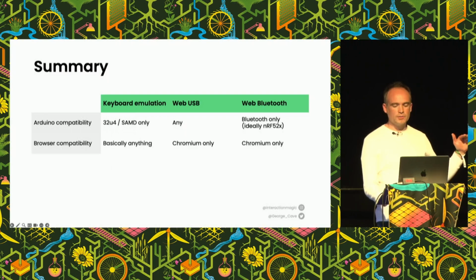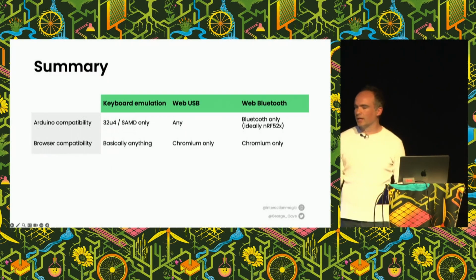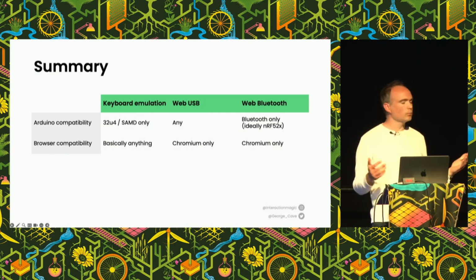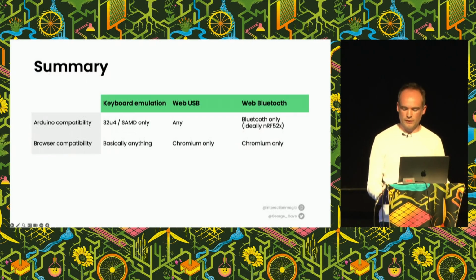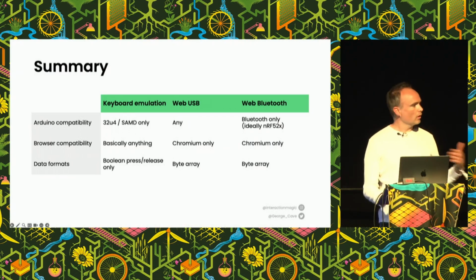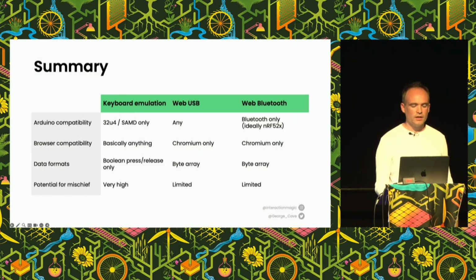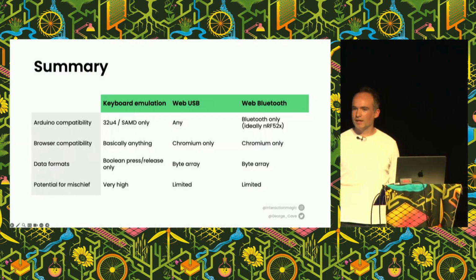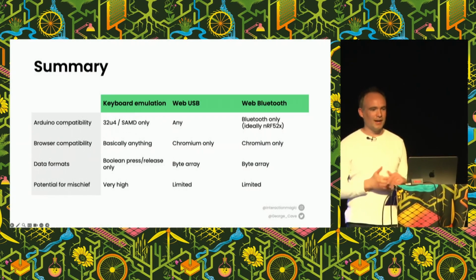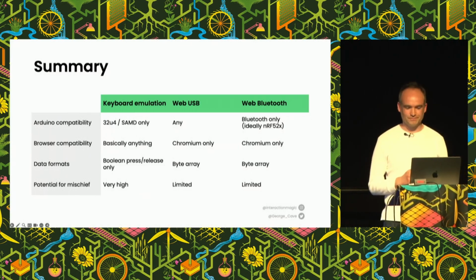That's the Arduino compatibility. On the browser side, of course, keyboard emulation will just work with anything, browser or not, on your computer. Web USB and web Bluetooth are Chromium only for now. Obviously, the keyboard emulation is only a press or release. The others use a byte array. And I'd say that the potential for mischief is very high with the keyboard emulation, perhaps a bit more limited with the other two.